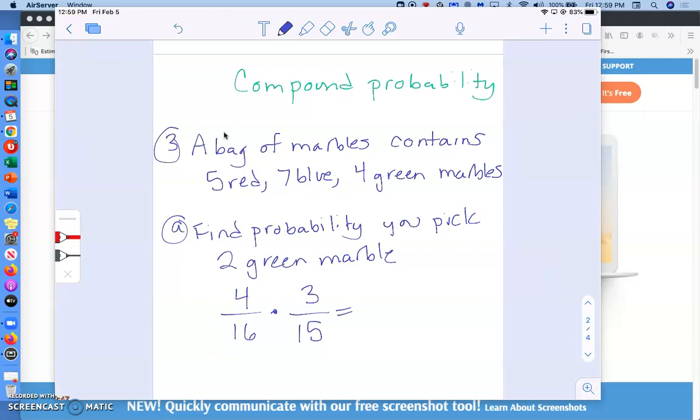And again, you can turn it into a decimal, or you can leave it as a fraction. So we have 12 over 16 times 15, which is 240. Divide that out, 12 divided by 240 is 0.05. And again, just double check whether it's asking for a fraction or a decimal when you type these in.